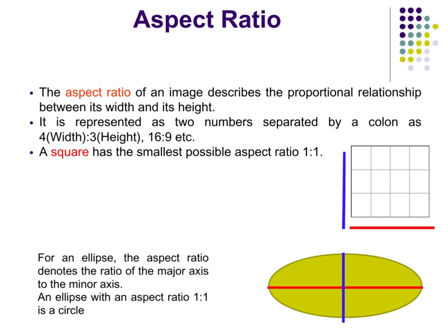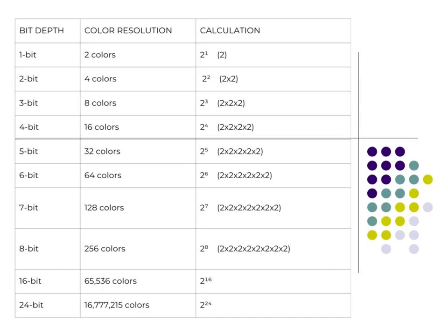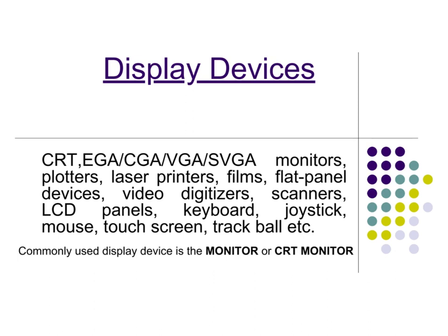A square has the smallest possible aspect ratio of 1:1 in this image. For an ellipse, the aspect ratio denotes the ratio of the major axis to the minor axis. An ellipse with an aspect ratio of 1 to 1 is a circle. Next, we can see these are the circles, aspect ratio, bit depth, and color resolution calculations. Then these are the display devices.